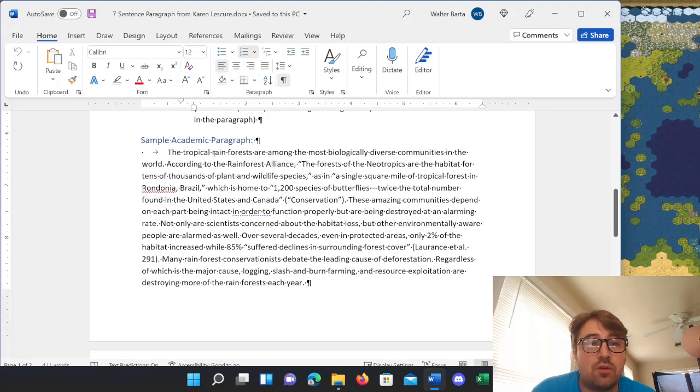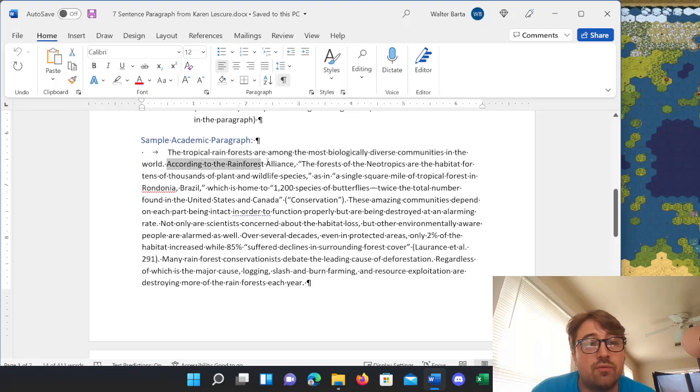So, the tropical rainforests are among the most biologically diverse communities in the world. So already we have a topic, and it's framed actually as a thesis, a claim that we're trying to make. Tropical rainforests are the topic, and we're going to claim that they're among the most biologically diverse communities in the world. How can we support that claim of diversity?